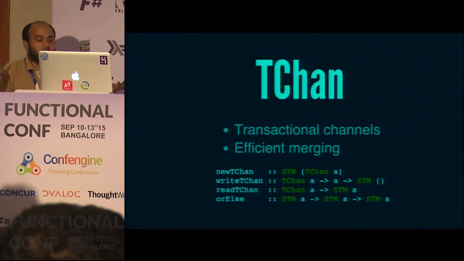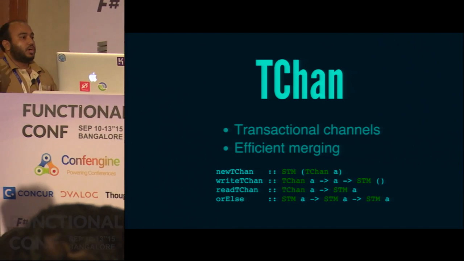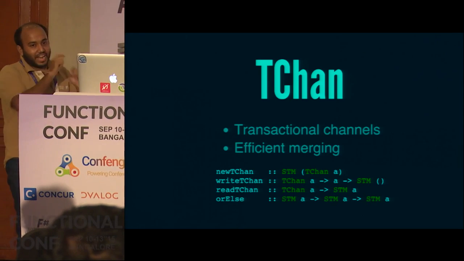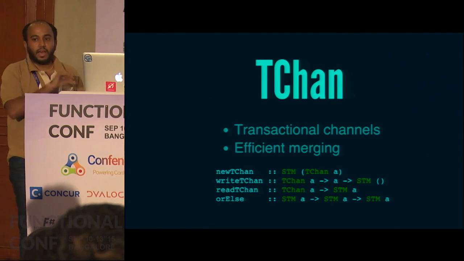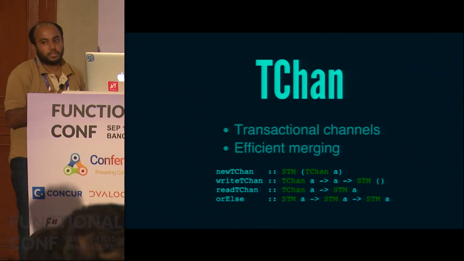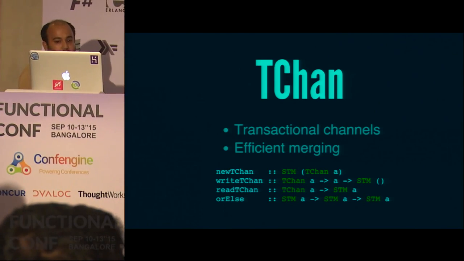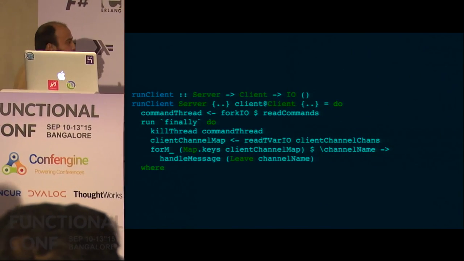If you have two transactional channels or n transactional channels, doesn't matter. You just try to read from all of them using orElse all at once, and only one of them will succeed, and all of the others will be completely untouched, right? This will be atomic and this will be efficient. So let's look at the code quickly.